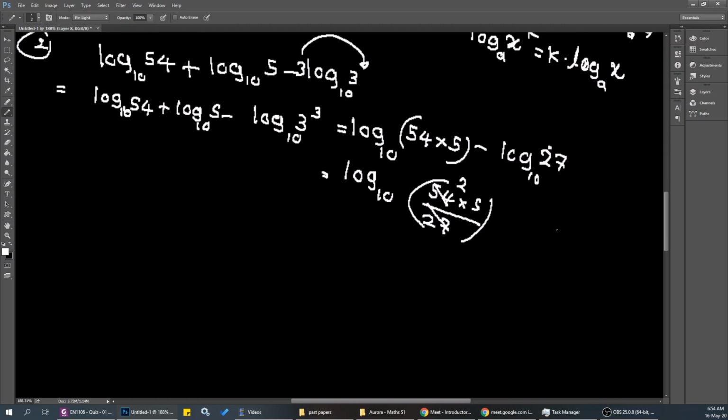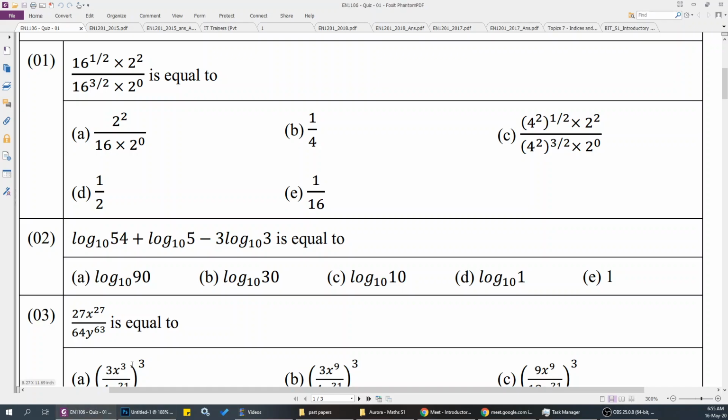I'm sorry about the way I'm writing. Now we have log of 10 to the base 10. So what is log of 10 to the base 10? The answer is 1. We are taking the logarithm of a particular number to the same base. Log of 10 to the base 10, the answer is 1. So what is the answer we have here? We have the answer as E.